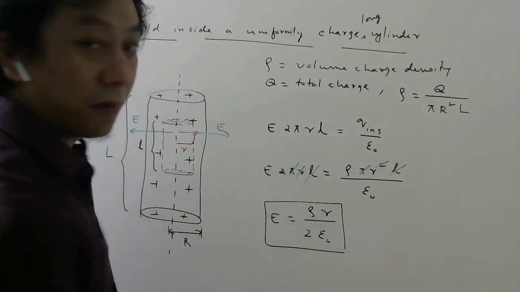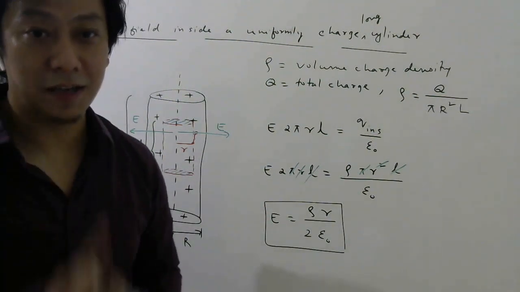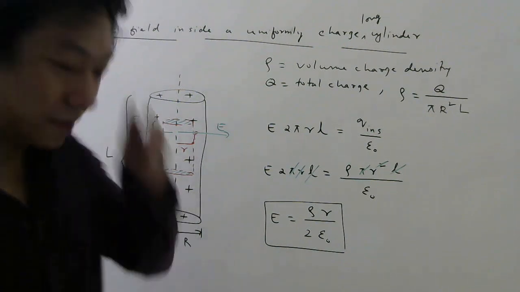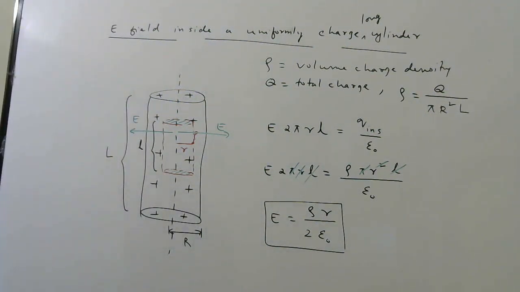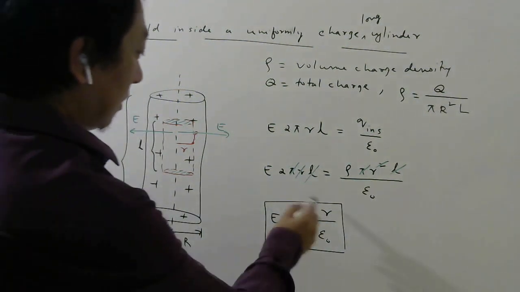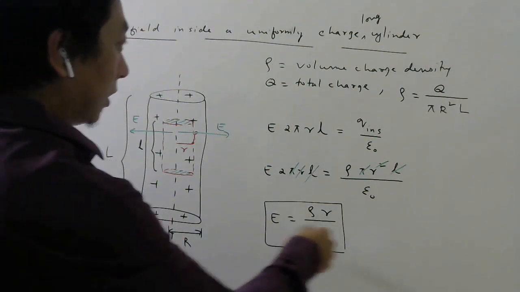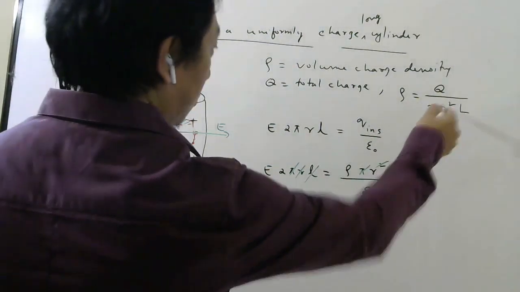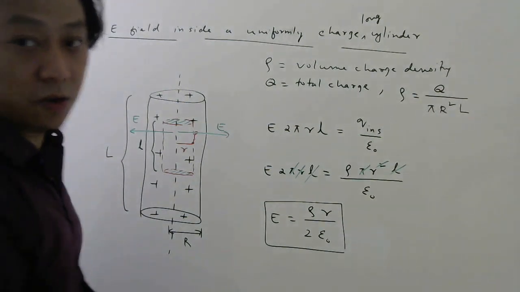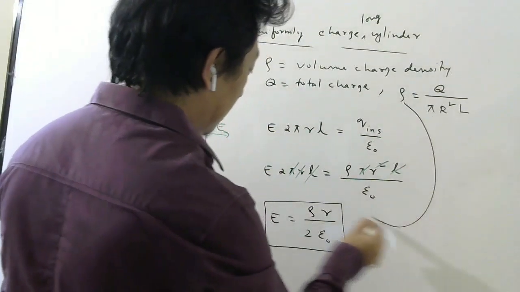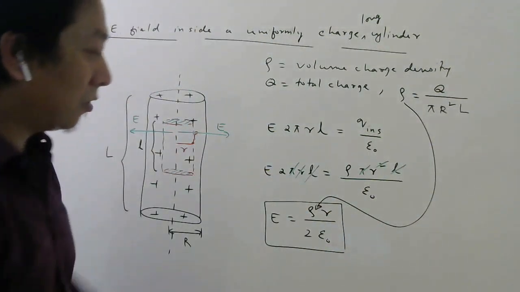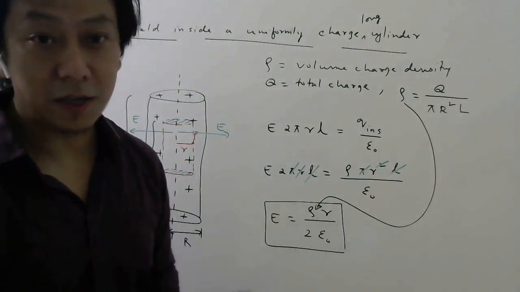Outside it will be the same as whatever we have done in the case of the infinitely long line charge. Okay, so if you now want to write this in terms of total charge, then you can put this here and see your answer yourself. Put this density here, and then you can write the answer in terms of total charge also.